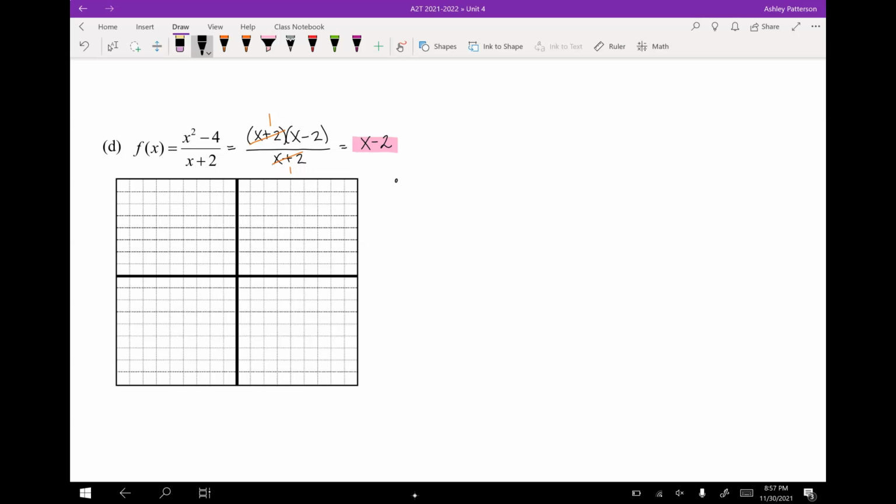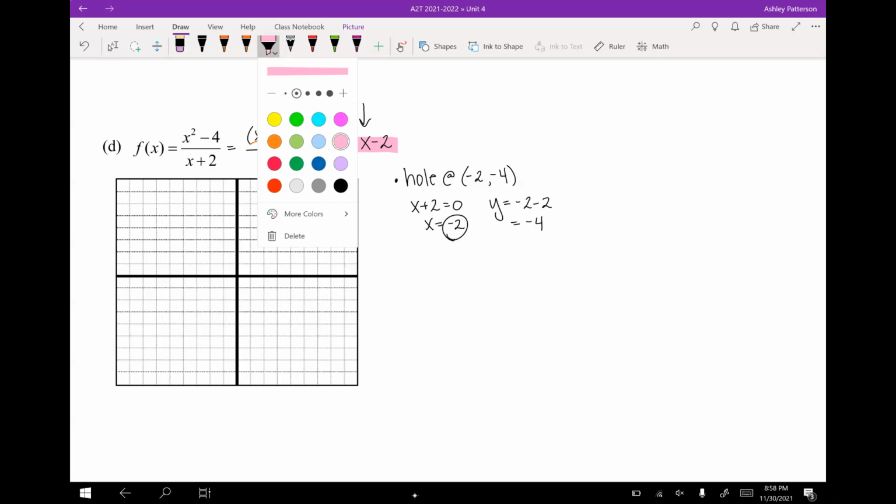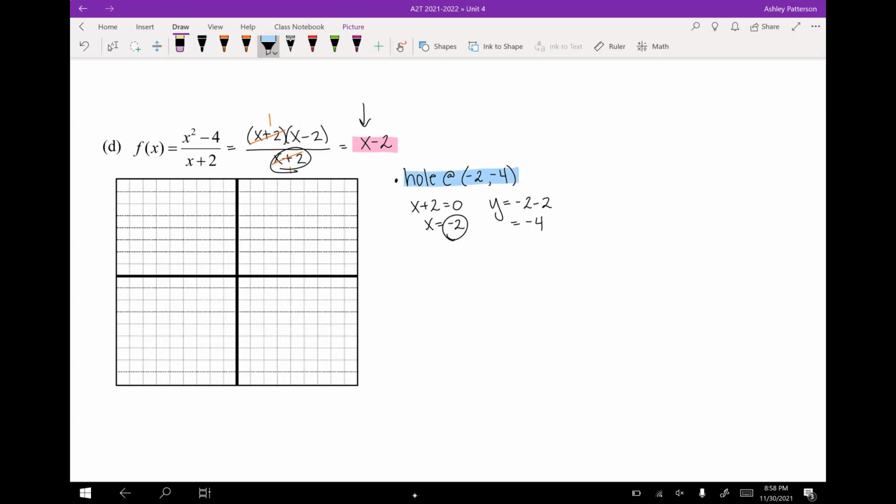So let's identify the hole first. The hole is going to be written in coordinate form. In order to find the x, I'm going to take the canceled factor, which is x plus 2, and set it equal to 0, giving us an x coordinate of negative 2. In order to find the corresponding y value, I'm now going to take negative 2 and substitute it into the simplified form of the equation, giving us negative 4. So our hole is at (negative 2, negative 4), and I'm going to highlight it so I don't forget.